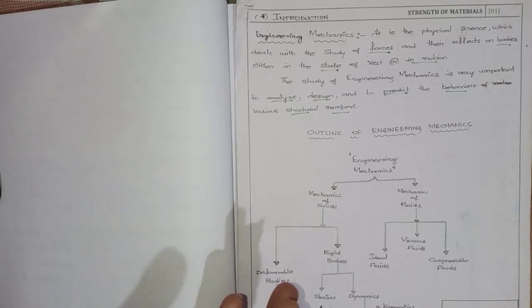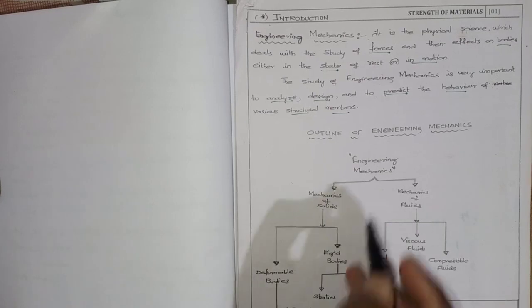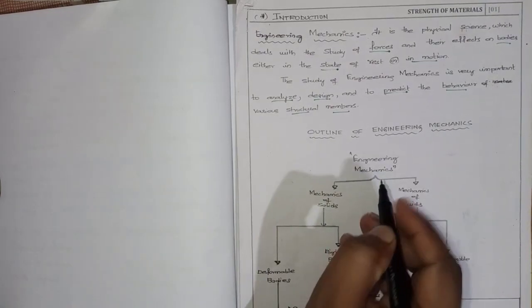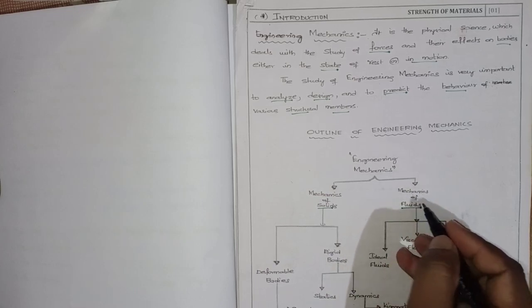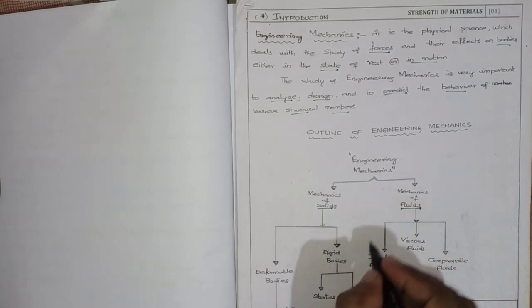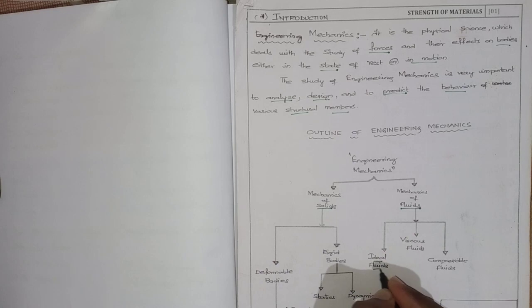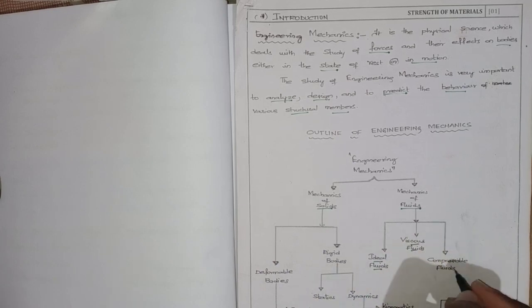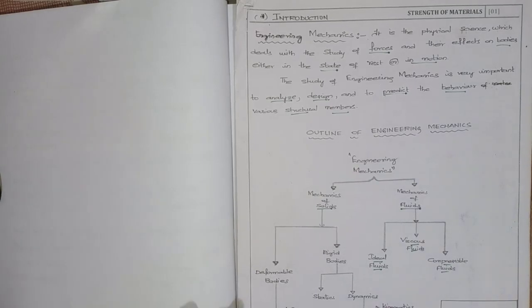Coming to the outline of engineering mechanics. For every subject, in your physics or hydraulics or strength of materials, the basics are coming from engineering mechanics only. Here engineering mechanics is broadly classified as mechanics of solids and mechanics of fluids. What does mechanics of fluids mean? It completely deals with fluid mechanics and hydraulic machineries. What are the different types of ideal fluids? What do you mean by viscous fluids and compressible fluids? It is dealt with in mechanics of fluids.